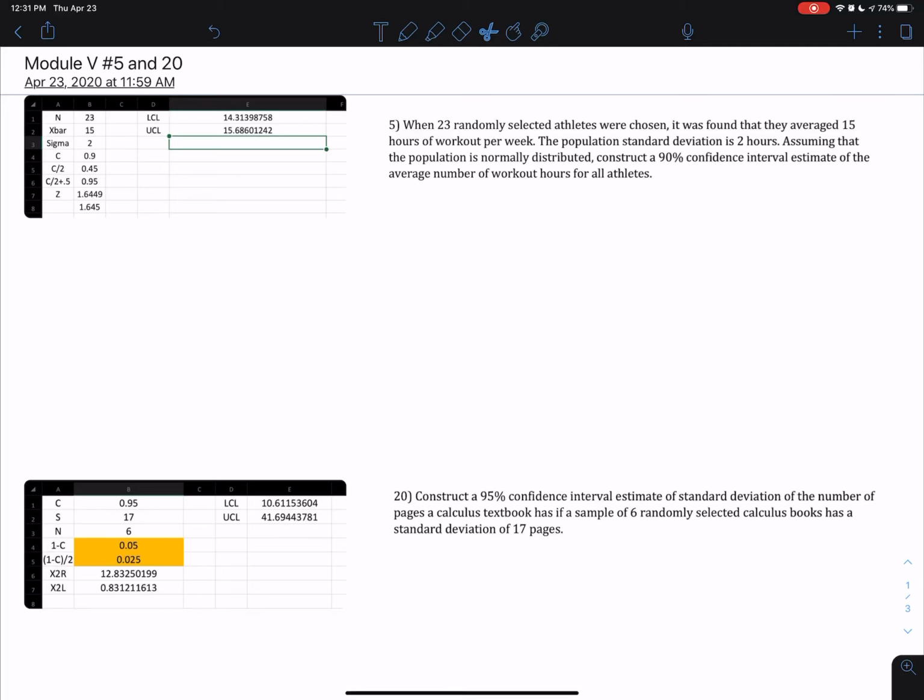Us to figure out some kind of an interval estimate for the mean of a population. And I have it here on my Excel sheet, which I have calculated the numbers for you.